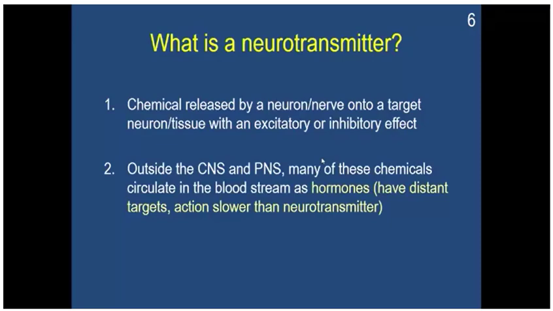But I just want you to understand that neurotransmitters work in a very small area, they have very close targets, and they typically have a very short-lived effect. Hormones are the opposite. They have very distant targets, and their action may take a lot longer to have an impact. So hormones are kind of the antithesis of neurotransmitters when we're talking about functionality and chemical messaging.